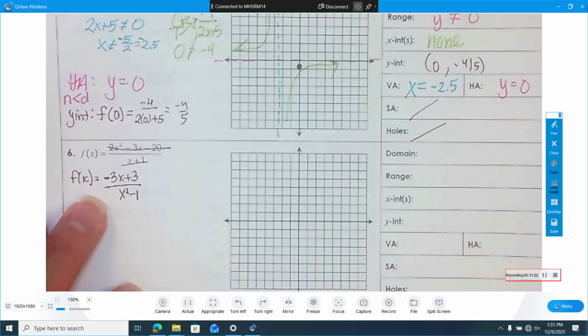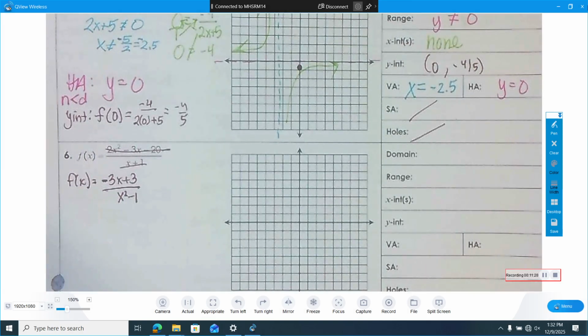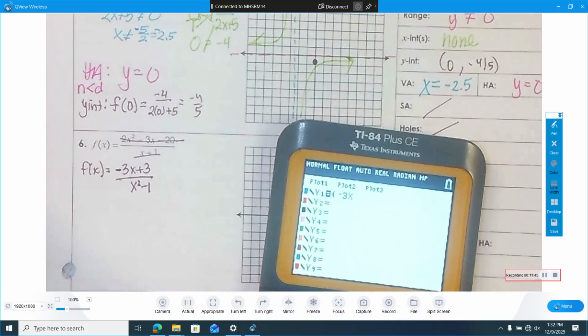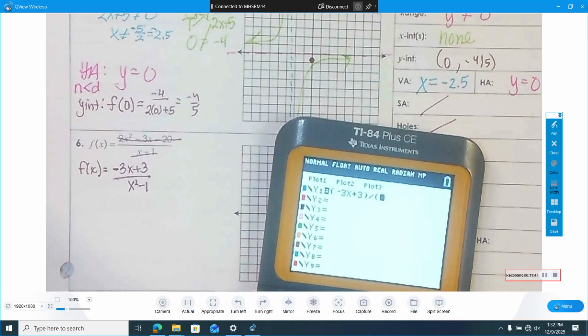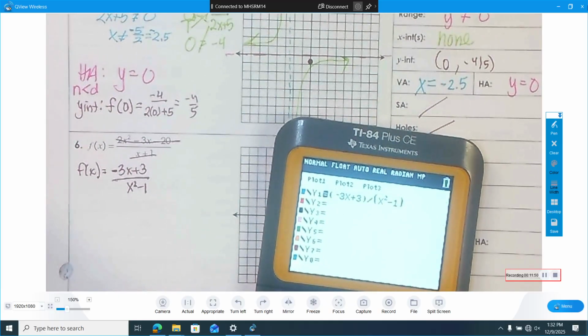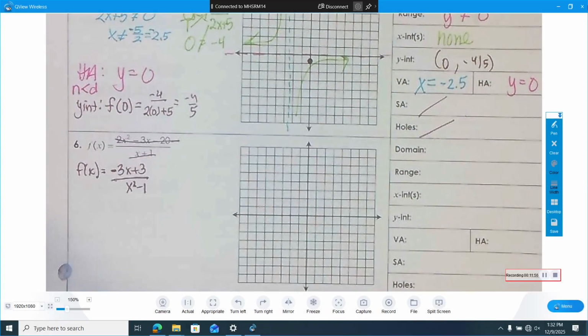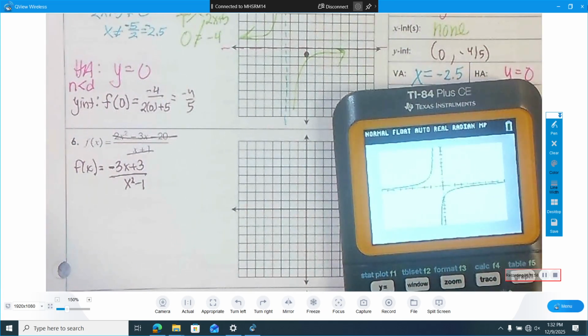That's what we're doing. So number 6 here is f of x equals negative 3x plus 3 over x squared minus 1. What do you want to do? I could graph it. Yeah, I can absolutely graph it. But it's not going to tell me all of these things. You know what I mean? X squared minus 1. Figure out the domain. We can figure out the domain. So here's the graph. That's what it looks like.